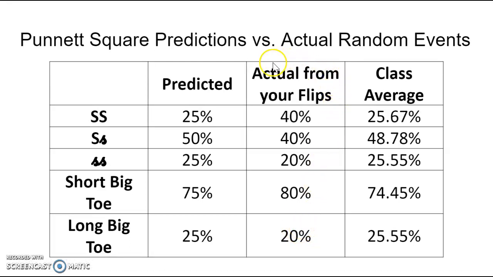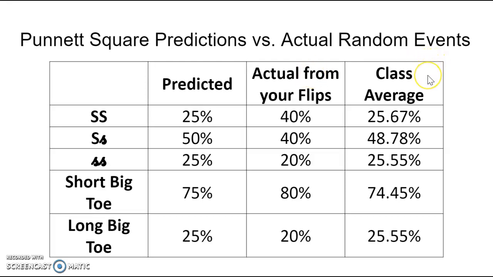So I actually wasn't super close to what I would predict with a Punnett square, but recognize I only did 10 flips. And these predictions from Punnett squares are made on probability, and probabilities get better and better and better the more times that an event happens.